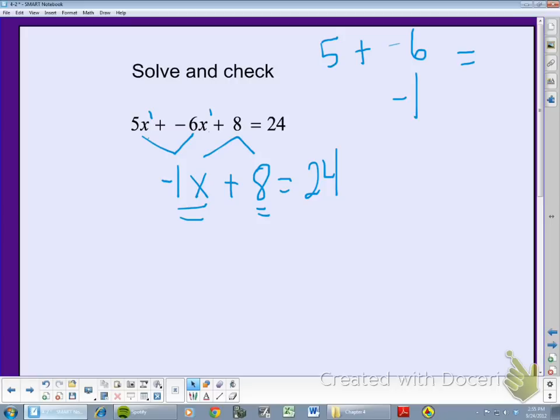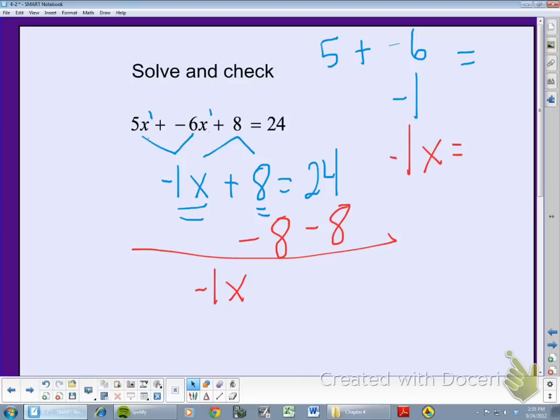So now it's like the equations that we solved on Friday. Let's subtract 8 from both sides. Okay, we have negative 1x, and negative 1x is the same thing as negative x, just like 1x is the same as x, okay? I just like to keep it there sometimes. Sometimes I don't want to put the -1 there. Sometimes I do. Right now it doesn't really matter, so I can just keep it there. 24 minus 8 is 16.